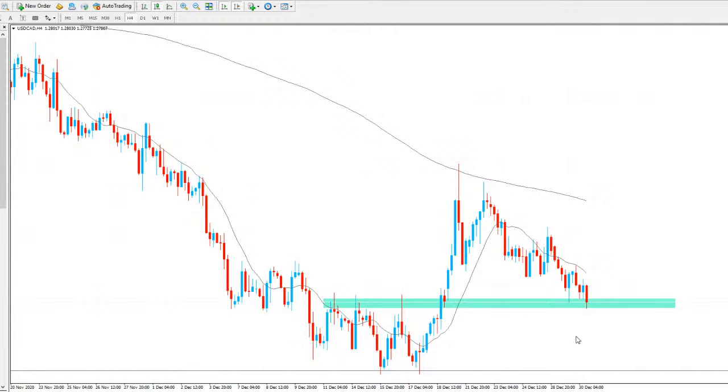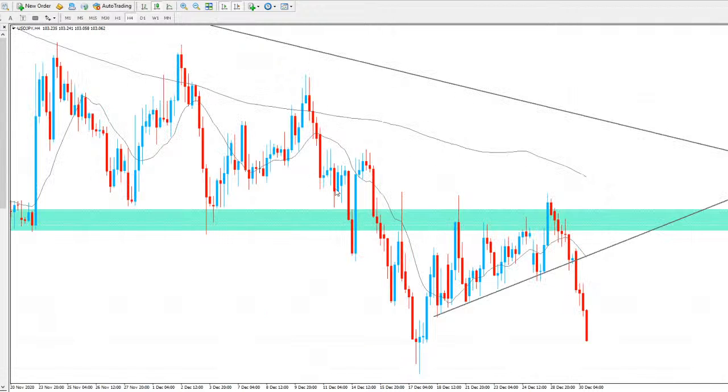But again, if you do see price break, you could potentially see price go a lot further. UCJPY still looking very bearish here, as you can see. I said if we break through that trend line, we'll come back to the lows here. And again, UCJPY is doing that.